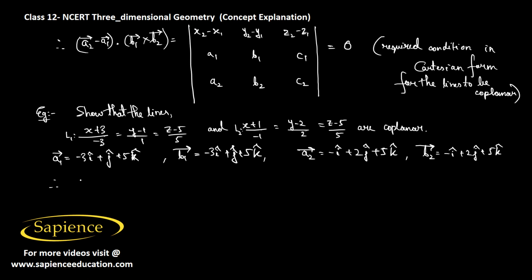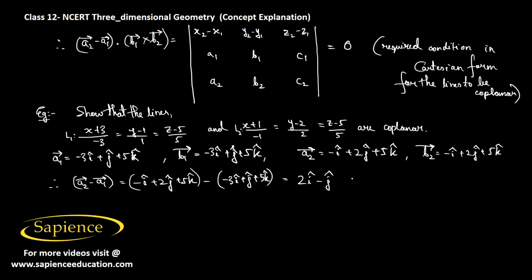Now A2 vector minus A1 vector would be equal to minus i cap plus 2 j cap plus 5 k cap minus of minus 3 i cap plus j cap plus 5 k cap. So that will be minus i cap plus 3 i cap, that is 2 i cap, and 2 j cap minus j cap, that is j cap, and then 5 k cap minus 5 k cap, that will be 0 k cap.